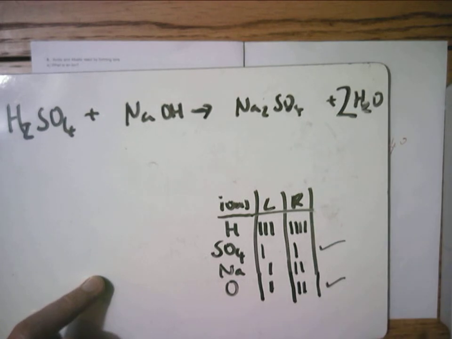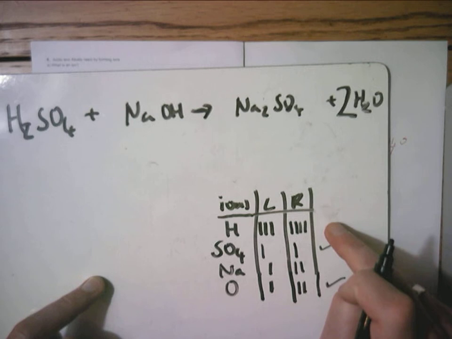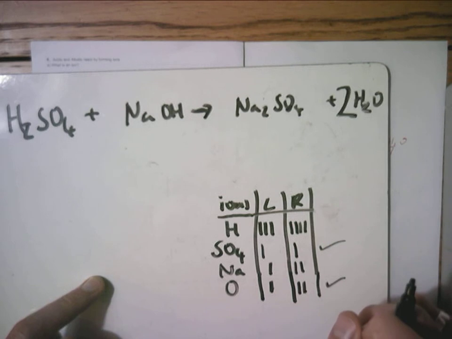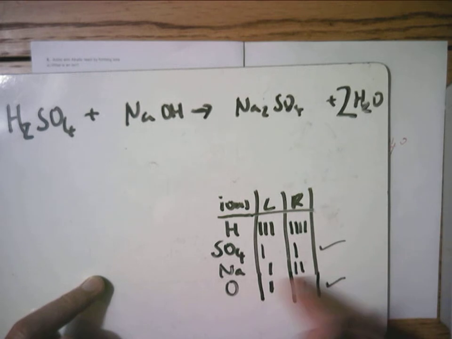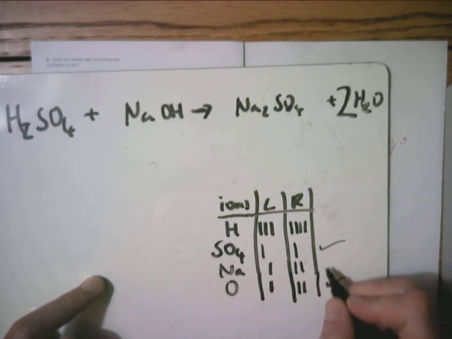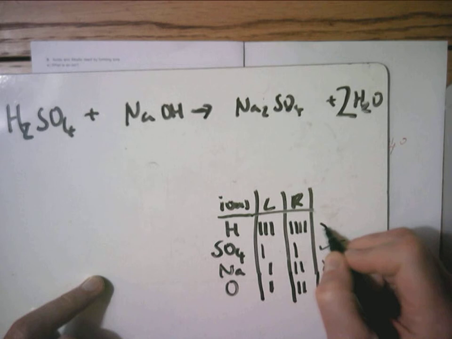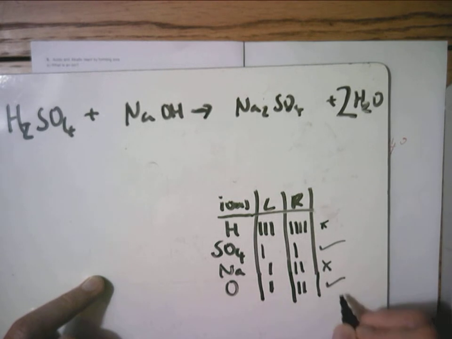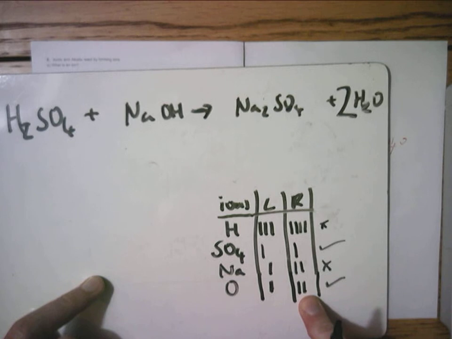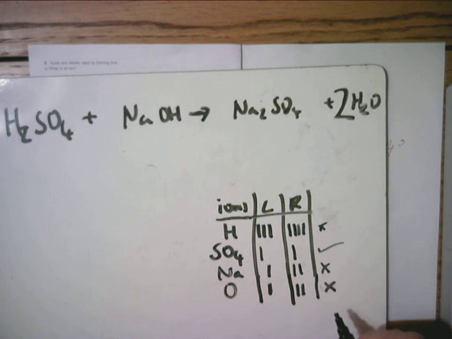Right, has that made things better? Well, my hydrogen's still not balanced. Oh dear. My sulfate's balanced. My sodium situation, that's not balanced now. I've got 2 sodiums on the right and only 1 on the left. And oh dear, I've made it worse here for oxygen. I've now got 1 oxygen on the left and 2 on the right, so I haven't got a balance there. What am I going to do?